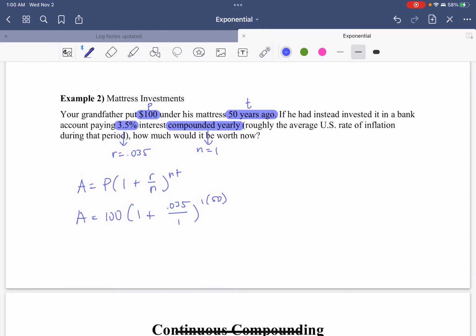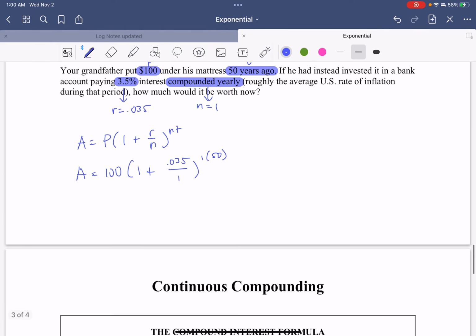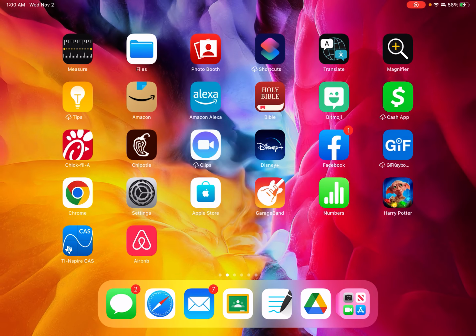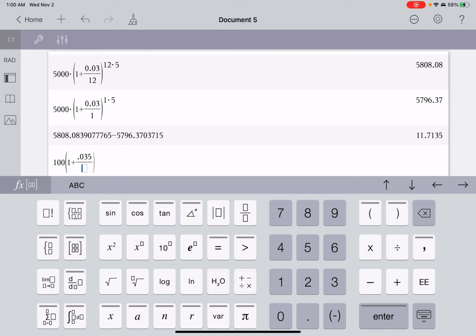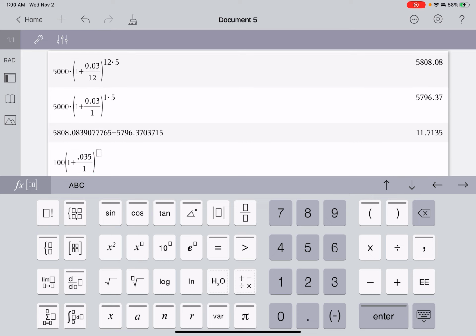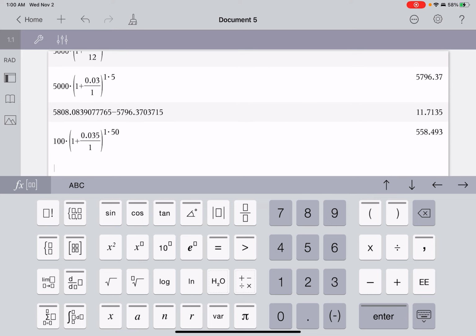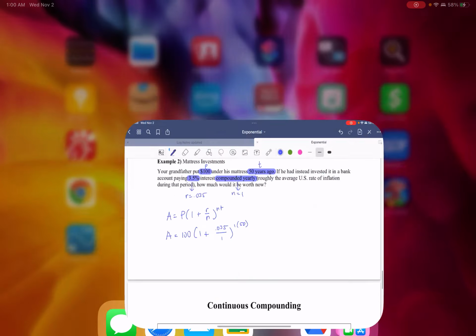And let's go put this in the calculator. 100 times 1 plus 0.035 over 1 to the power of 1 times 50. And that amount is $5.58 with 49 cents.